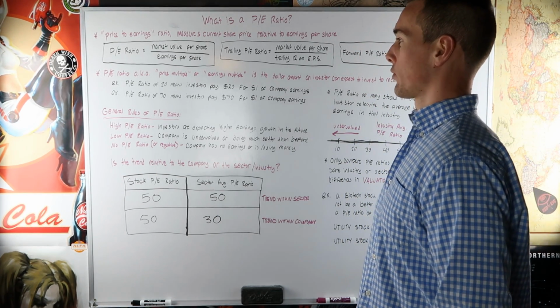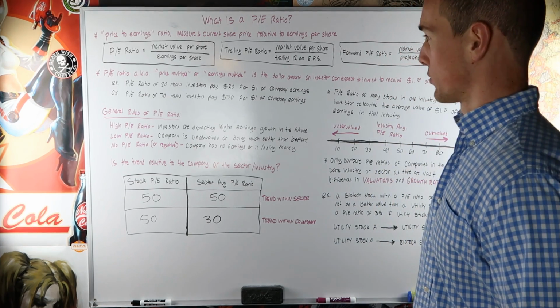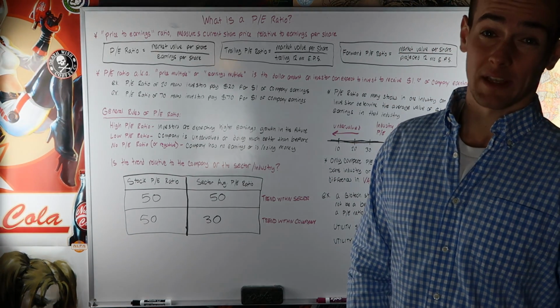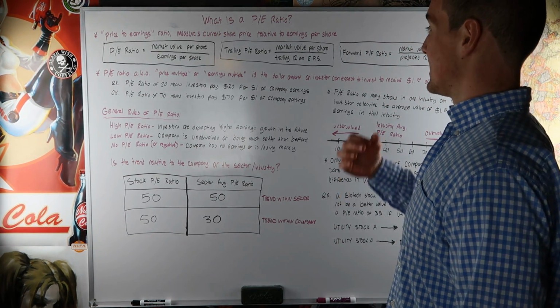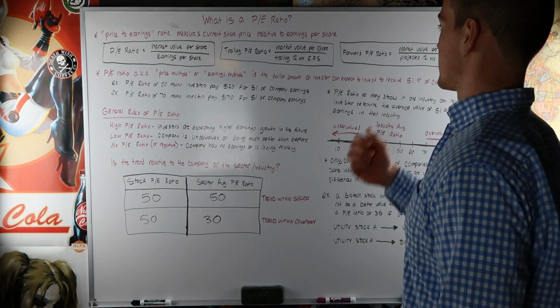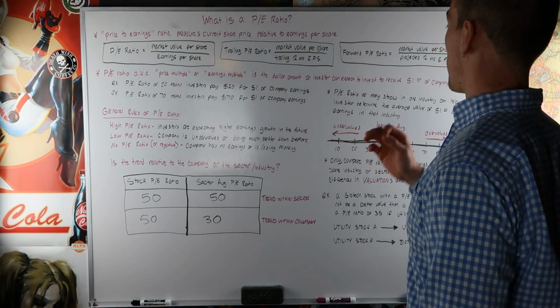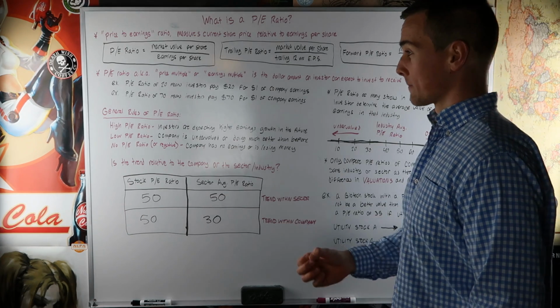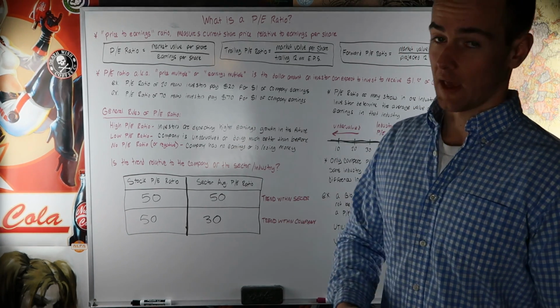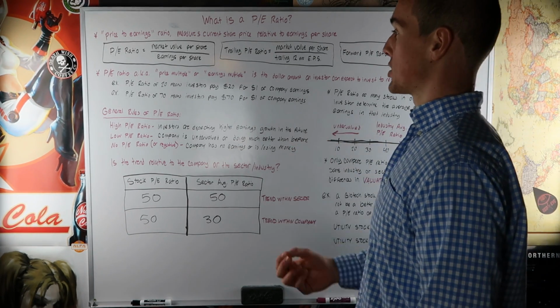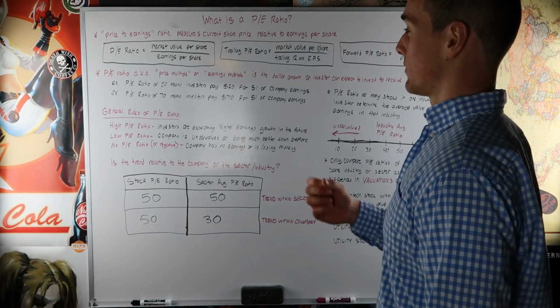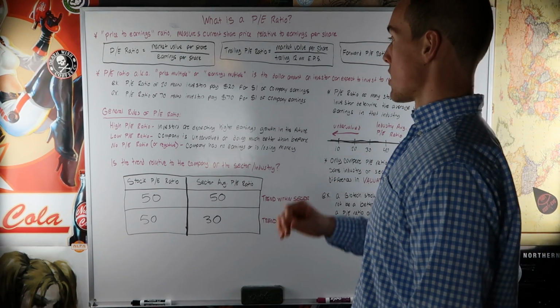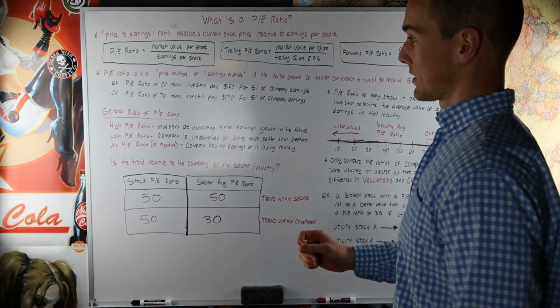Now there's a couple different names for the PE ratio. Sometimes it's referred to as the price multiple or the earnings multiple. And the best way to explain this would be that it is the dollar amount an investor can expect to invest to receive $1 of company earnings. So here's just two examples of that. Let's say a stock has a PE ratio of 20. That means investors pay $20 for $1 of company earnings.